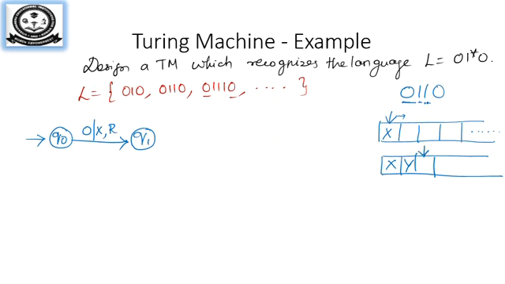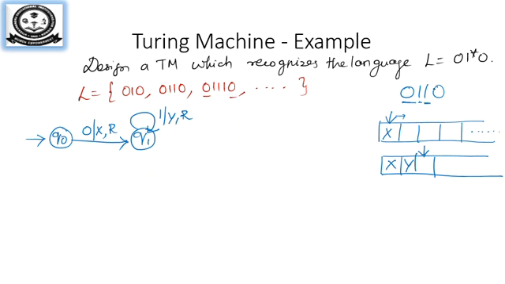Now the next input symbol is y. So what happens, we have come to q1, right? If another 1 comes, I can stay in the same state, so I don't want to go anywhere. So I'll put a self-loop: 1, y, and move to the right side.